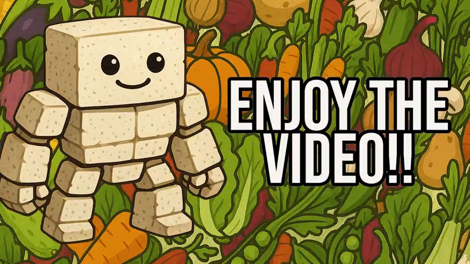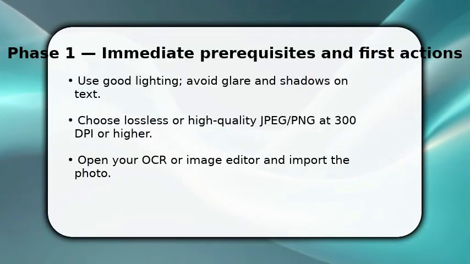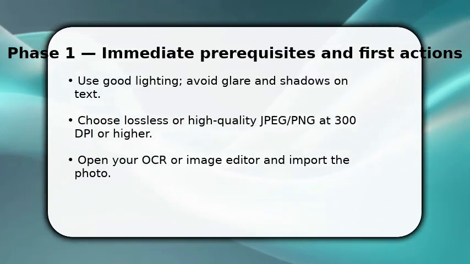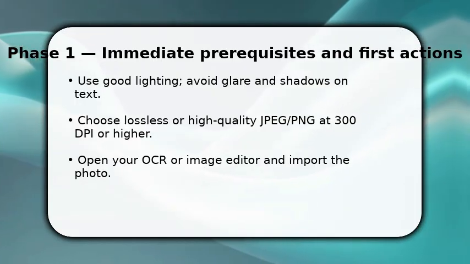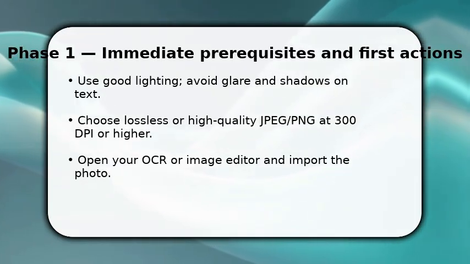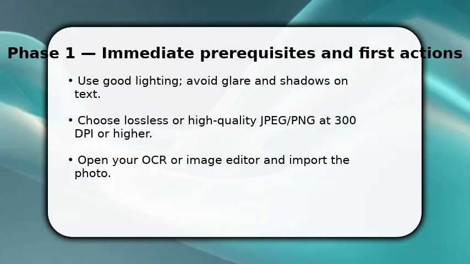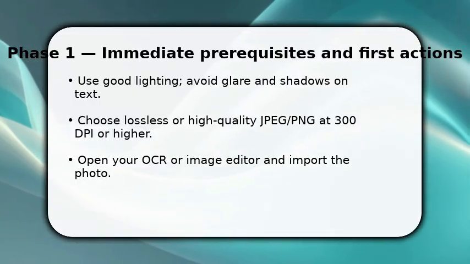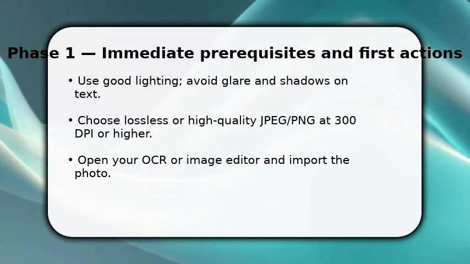Please enjoy the video. You start by capturing a clear image of the text. Make sure lighting is even and the page is flat. Next, import the photo into your OCR-enabled app or image editor so you can extract text. Once loaded, select the area with the text using a marquee or lasso tool. This focuses recognition and reduces errors.